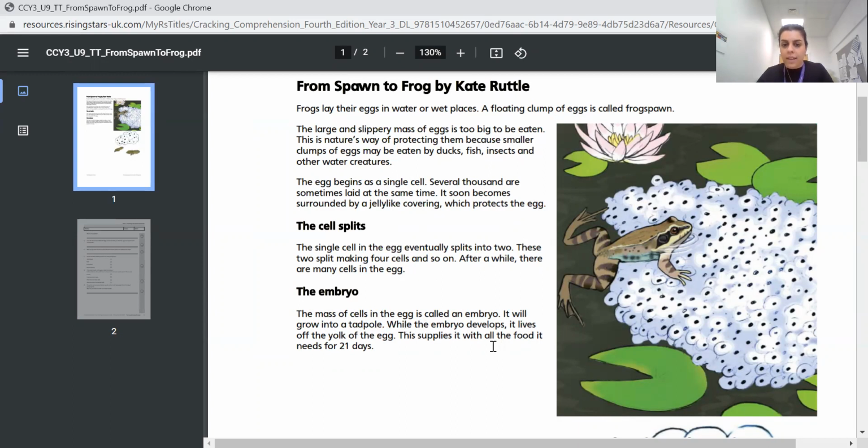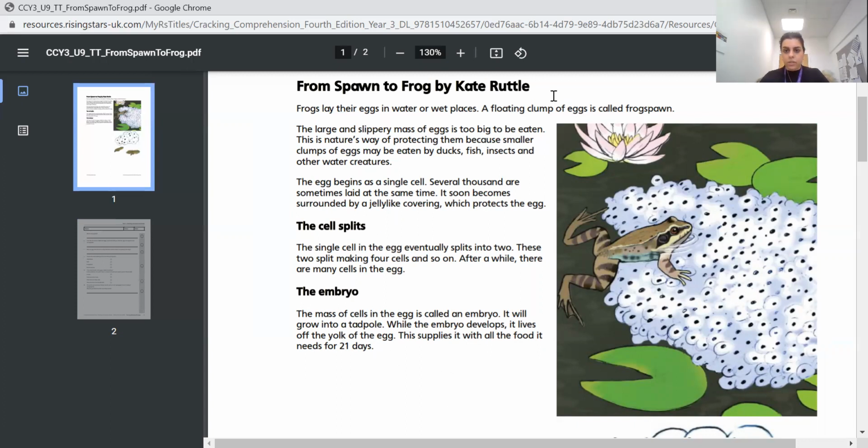So a bit like when you crack an egg, the yellow part there is the yolk, that's what it might feed on. The same in these eggs, slightly different obviously, but that's what it is in there. And it supplies it with the food it needs for 21 days until it's able to come out of the egg. So that is our information text.